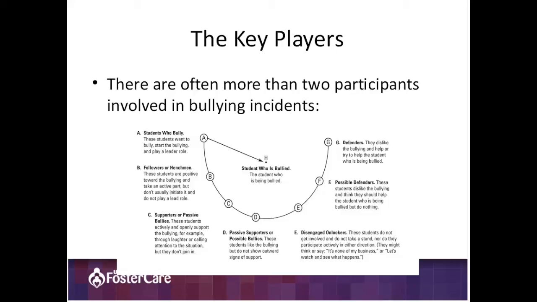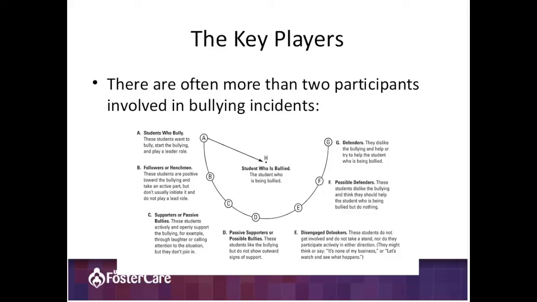And then the final group would be the defenders. So these are students or classmates or peers that dislike the bullying and help or try to help the student who is being bullied. So this would be somebody who is on the opposite end of the spectrum from the followers or henchmen that are group B. The G defenders would step in and actively take a role because they dislike the bullying, and they would try to actually put a stop to it, either by saying something or getting the student who's being victimized to move away from the situation, or whatever they try to do to stop the bullying. G would be the opposite of the followers or the henchmen. And then, of course, there's H, the student in the middle, who's the student who's being bullied, and they're the victim.